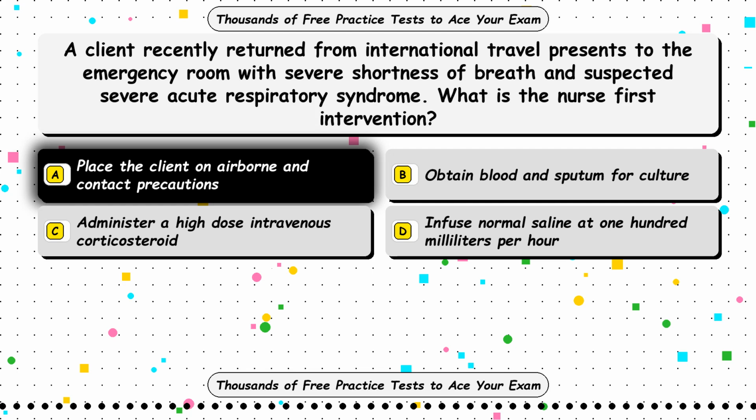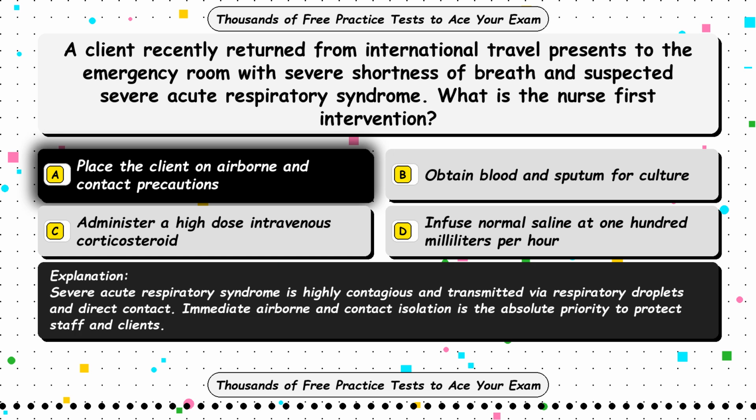The correct answer is option A. Place the client on airborne and contact precautions. Severe acute respiratory syndrome is highly contagious and transmitted via respiratory droplets and direct contact. Immediate airborne and contact isolation is the absolute priority to protect staff and clients.